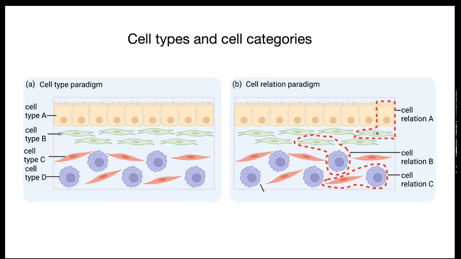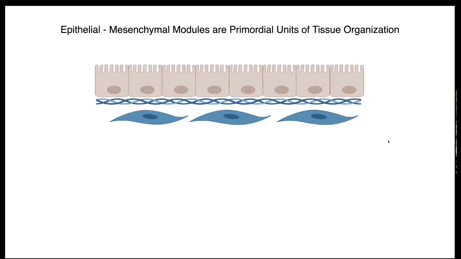So that's the general idea. And what are the types of relations? So I will just use a few examples to illustrate it. And the first example also deals with the notion of what is the general theme in tissue organization.